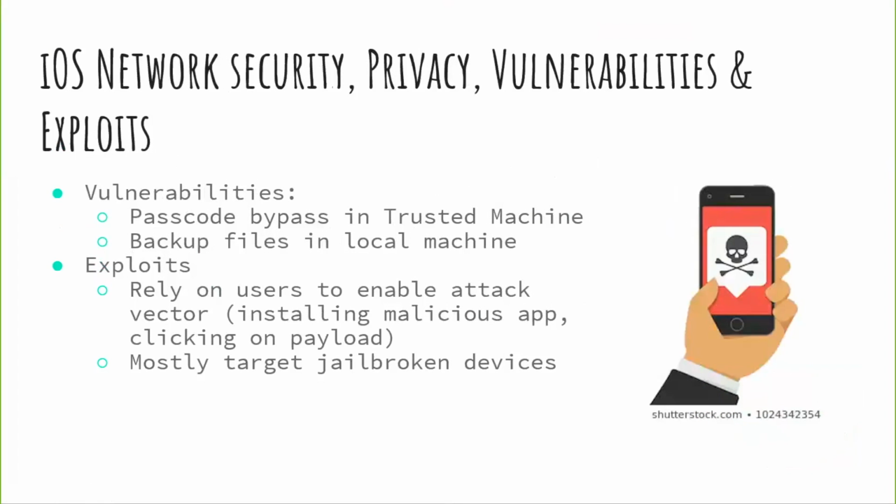Next, we're going to talk about the network security, privacy, vulnerabilities, and exploits of iOS devices. Even though Apple has focused on instilling secure standards in their products, there are still some security vulnerabilities that malicious actors try to exploit for their advantage. A couple of known high-level vulnerabilities on Apple's products, as seen in iPhone 6 running iOS 8, include passcode bypass on trusted machines and backup files in local machines that are not encrypted and can be accessible by third-party applications.